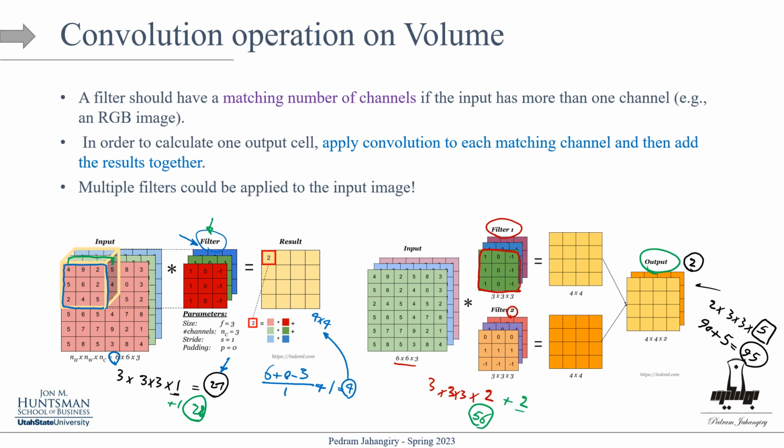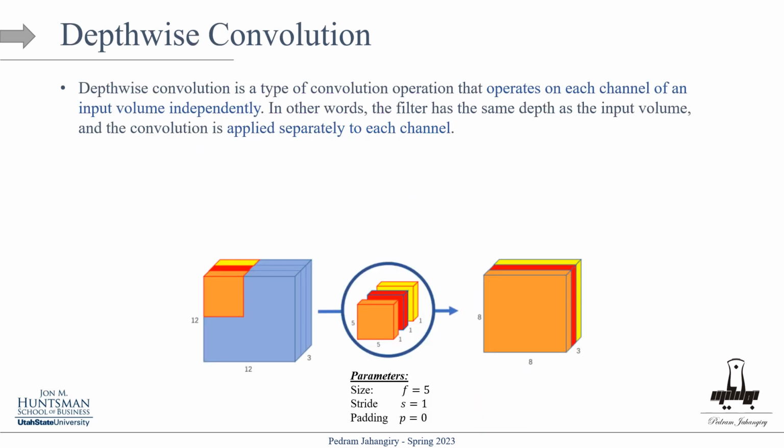All right, so let's look into the next one. The next one is depthwise convolution. This convolution is a type of conv operation that operates on each channel of an input volume independently. In other words, the filter has the same depth as the input volume, and the convolution is applied separately to each channel. So let's look at this visualization. It's going to help a ton.